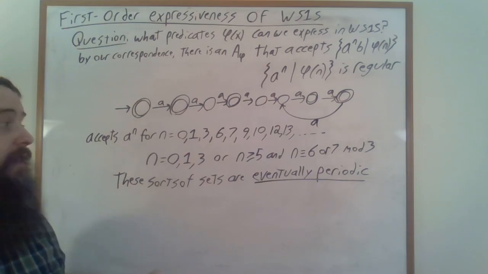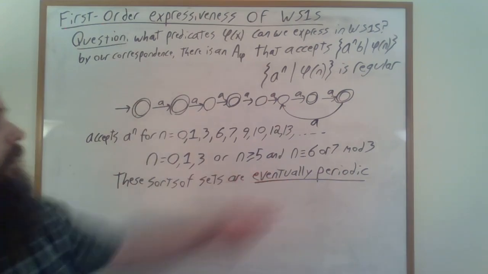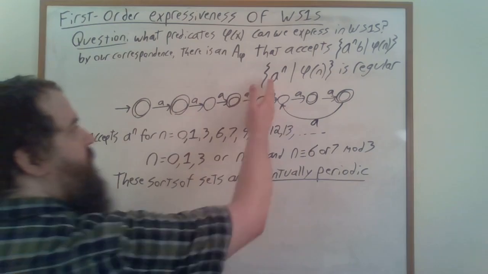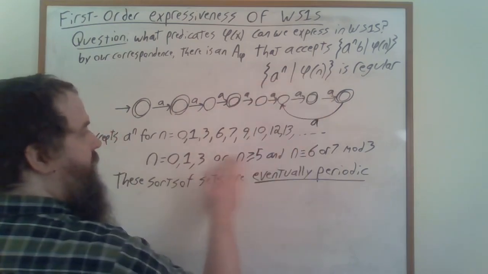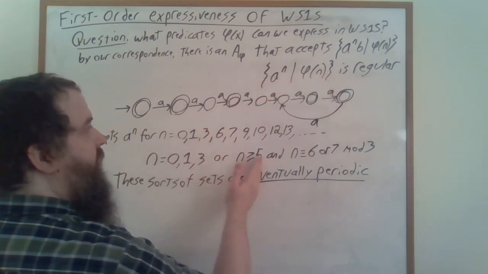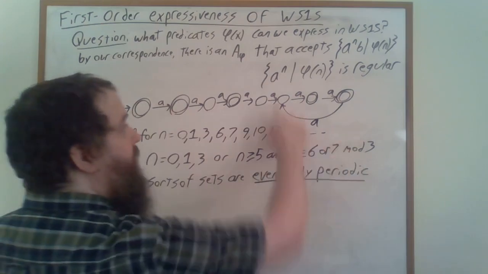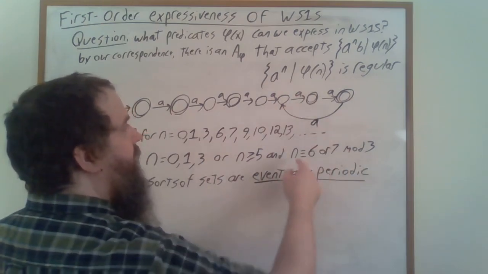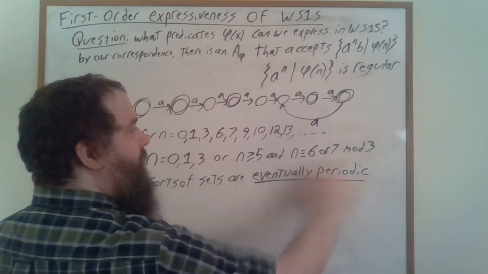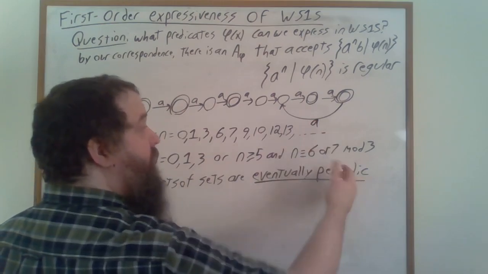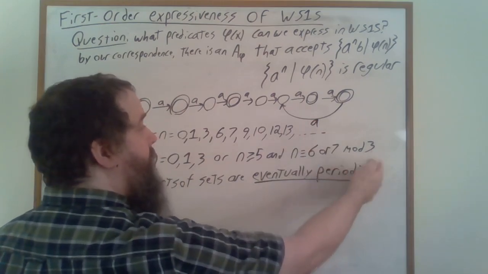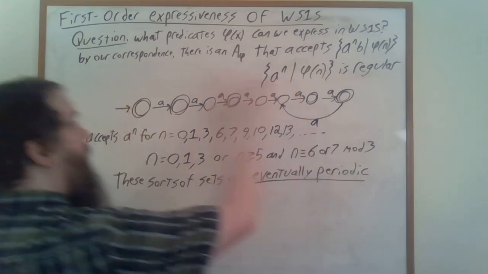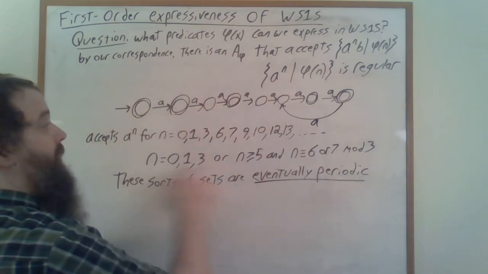We call sets like this eventually periodic. That is, beyond some point, in this case beyond n equal to 5, the behavior of the set is entirely periodic. Whether or not we have an element of the set depends just on its remainder modulo some period. But before that point, we can have arbitrary behavior.